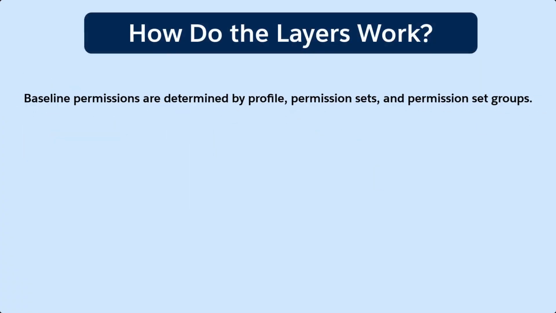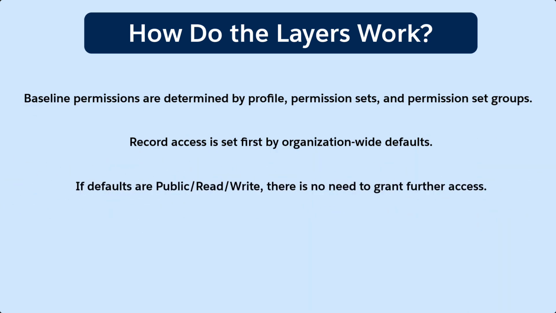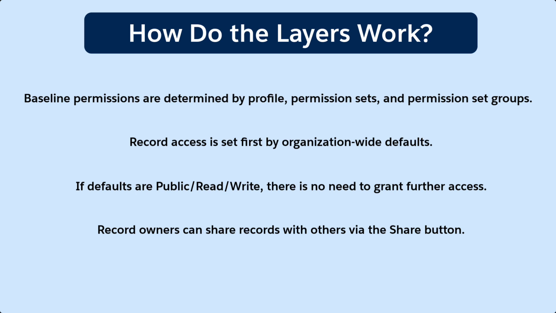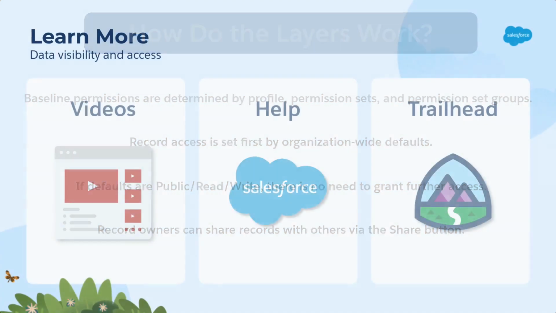A user's baseline permissions on each object are determined by the user's profile, permission sets, and permission set groups. Record access is set first by the org-wide defaults. If the defaults are public read-write, you don't need to grant further access. But if the defaults are anything less than public read-write, you can open access back up to certain roles using the role hierarchy. And the record owner can also share individual records with other users by using the Share button on the record. Now you've learned how sharing rules can extend record access and how to create rules based on record ownership or record field criteria.